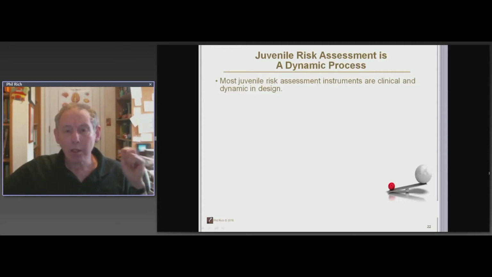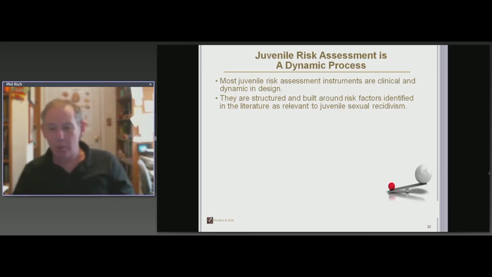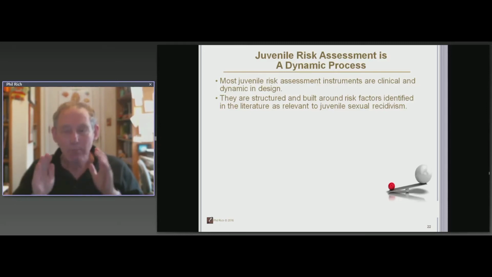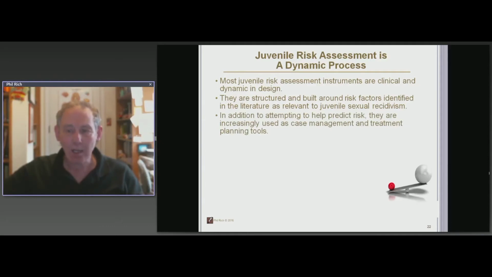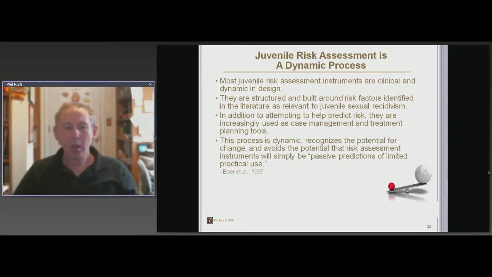Most of the instruments we use are clinical instruments. They're dynamic instruments. I'm not going to really have time to talk about instruments today, except very briefly, but we'll come back to that at the very end as we talk about some webinars that are perhaps ahead. Most of our assessments are clinical. They're dynamic. They're built around risk factors that the literature identifies as related to sexual recidivism in juveniles. And when we try to predict risk, they're also being used increasingly as instruments for case management and instruments for treatment planning. We'll come back to that as well, very briefly.